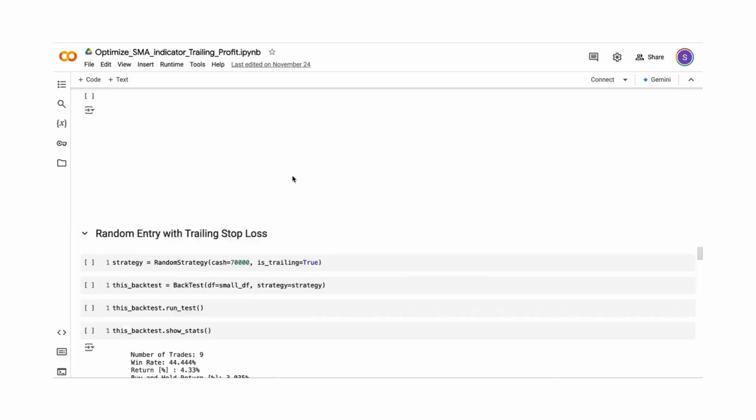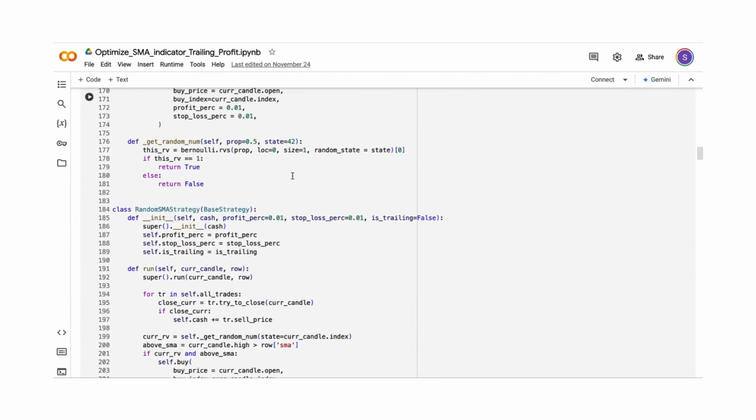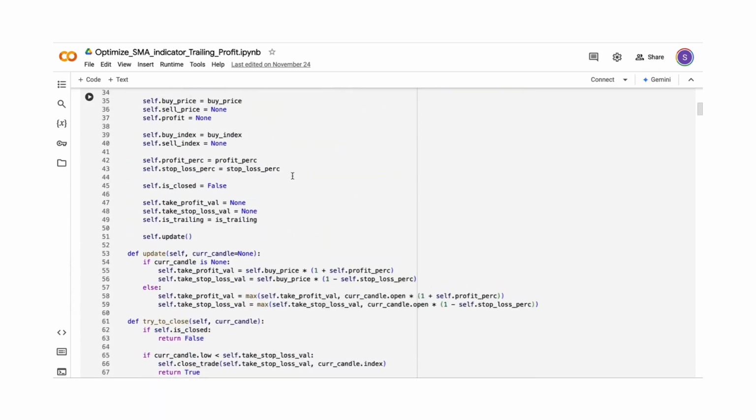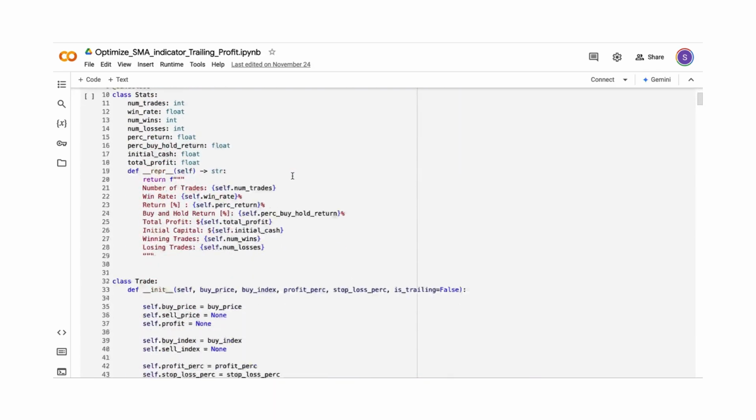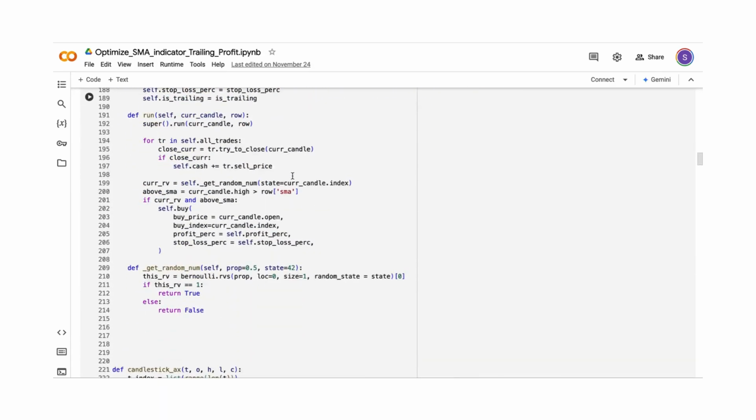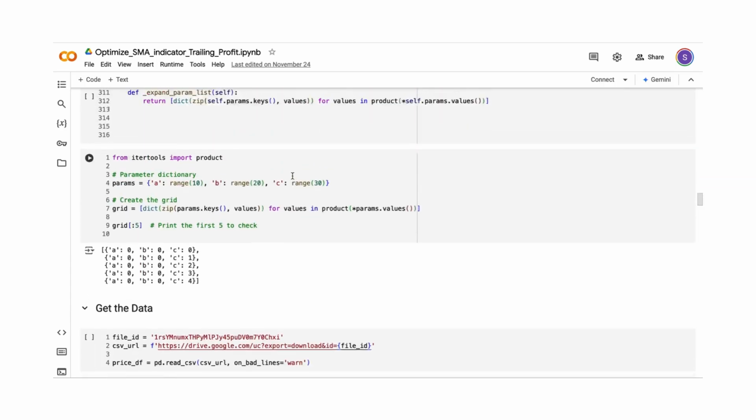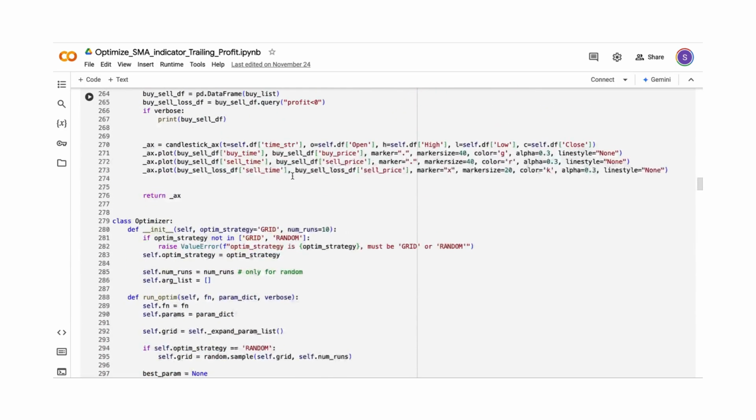So this is the notebook that I'm going to share with you, and you can download the notebook and add this trailing stop loss to your own strategy and see how it improves your returns. So how do we add the trailing stop loss to our strategy?